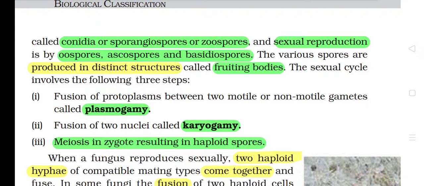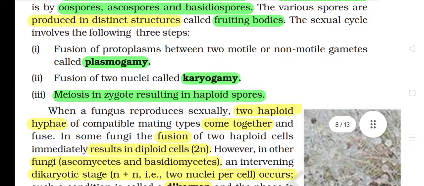The various spores are produced in distinct structures called fruiting bodies. The sexual cycle involves the following three steps. 1. Fusion of protoplasm between two motile or non-motile gametes called plasmogamy. 2. Fusion of two nuclei called karyogamy. 3. Meiosis in zygote resulting in haploid spores.